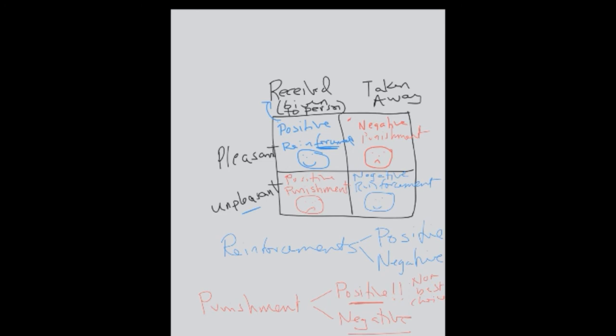Of course, we don't like negative punishment, but can you see how it's a better choice than the positive punishment, where you are really antagonizing the person by perhaps yelling at them, saying something negative to them, or even perhaps physically harming them in some way. So negative punishment at least avoids some of those really relationship harming outcomes.